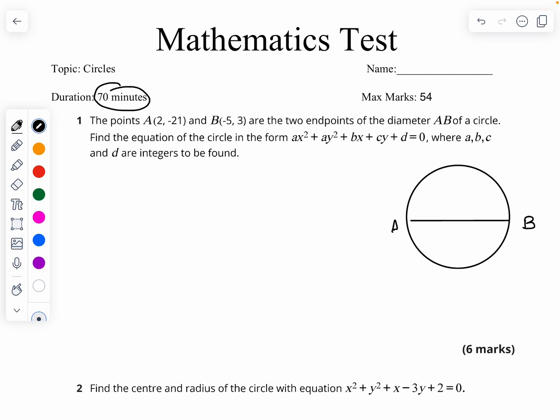To know the equation of a circle, two things we need to know. What are the two things we need to know? Center and the radius. If we know those two things, then we can find the equation of a circle.